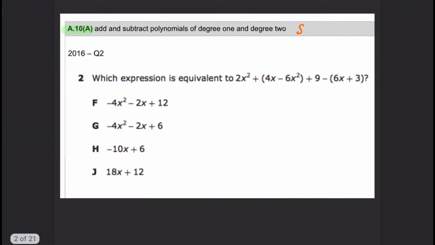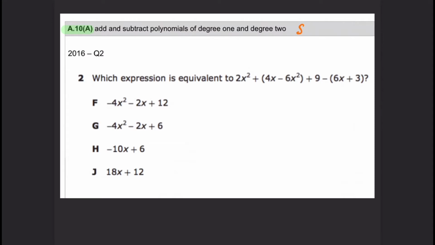So for the first problem, let's look at TEK 8.10a. You are going to be able to add and subtract polynomials of degree 1. So keep in mind that these are review questions from released STAAR exams. So let's start with number 2.